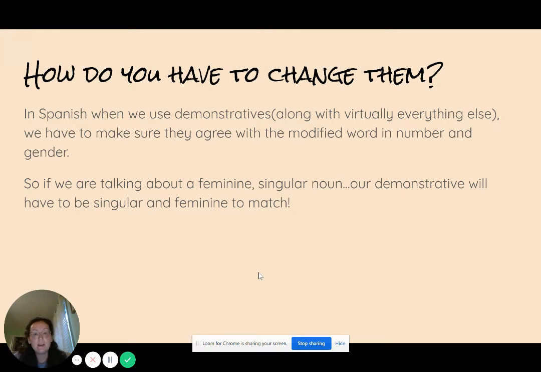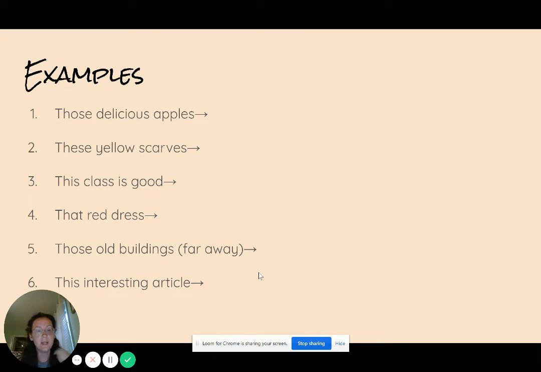But in Spanish, when we use demonstratives, along with virtually everything else in Spanish, we have to make sure that there is adjective agreement. We have to make sure that they agree with the modified noun in number and gender. So if we're talking about a feminine singular noun, we have to make sure our demonstrative is singular and feminine to match. So here we have some examples.